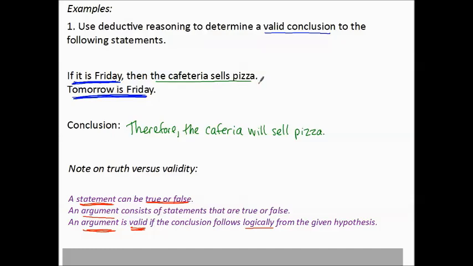cafeteria sells pizza. Maybe that's true at Parkview, maybe not. It doesn't have to be true to make this a valid argument. Assuming that there's a truth in if it's Friday, then the cafeteria sells pizza, and that tomorrow might be Friday, we can logically conclude that the cafeteria should sell pizza. That depends on what we said at the beginning being true. Then our argument is valid.